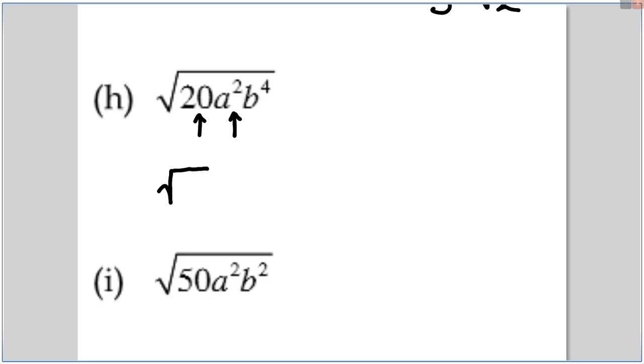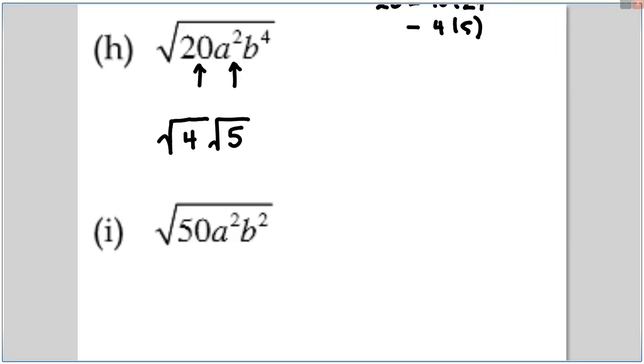Let's just do the 20 first. What do we know 20 would be? Like, you have choices, right? Should I use 10 times 2? Is that going to help us? No, those aren't perfect. What's a perfect square that divides 20? 4 and 5. Okay, so split it up. Square root 4, square root 5. And then let's split the variables.